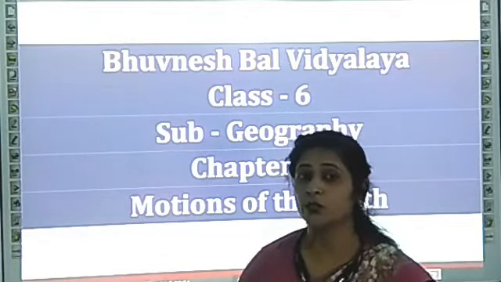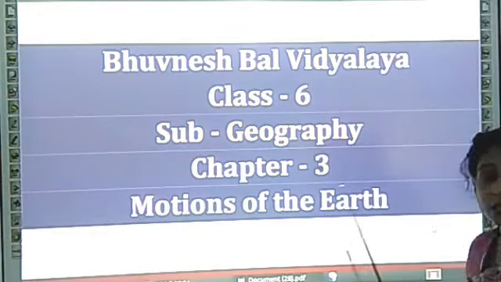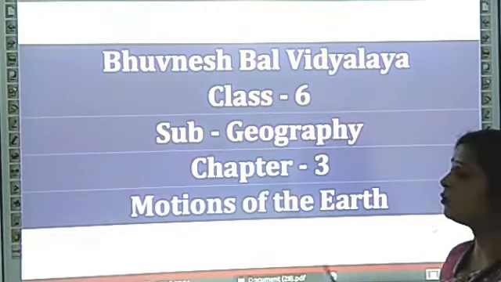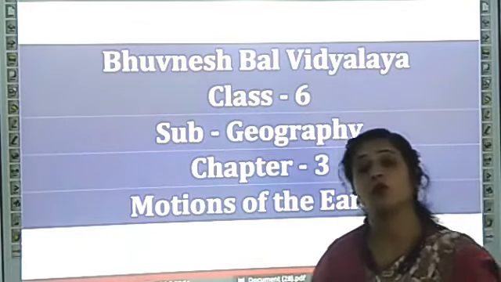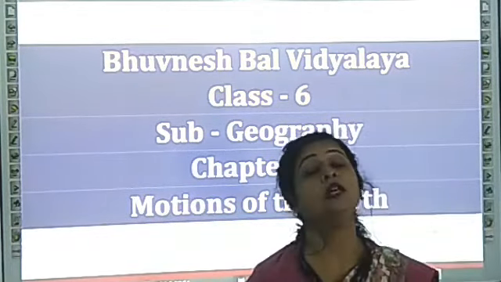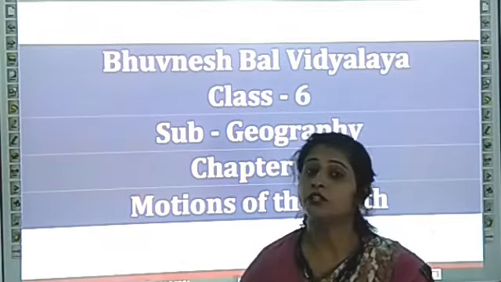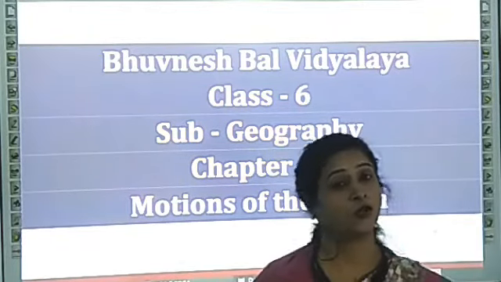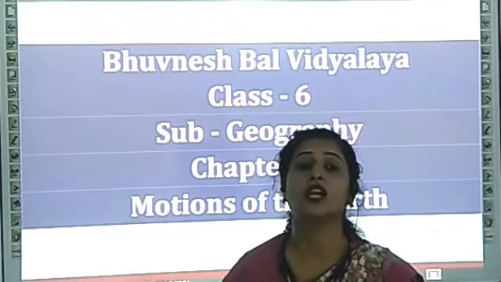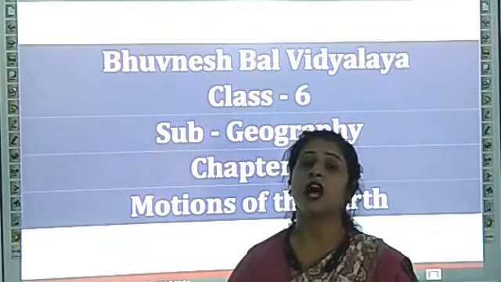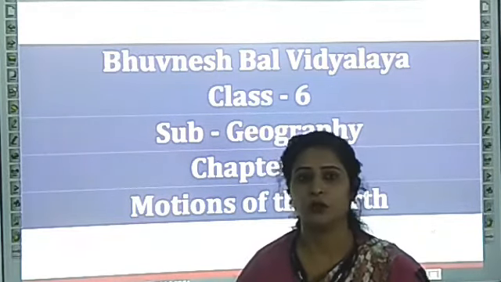Today I'm going to start a new chapter, that is chapter number 3 of Geography, and the name of the chapter is Motion of the Earth. In this chapter we are discussing the motions of the Earth. The first motion is rotation and the second is revolution. We are discussing how the Earth rotates on its axis and how it revolves around the Sun in this video.